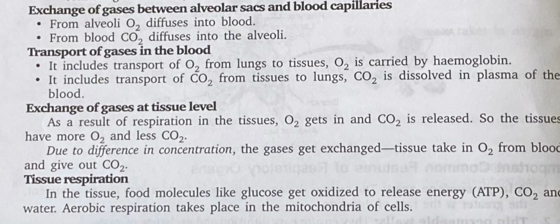Next, the exchange of gases at tissue level. As a result of respiration in tissues, oxygen gets used and carbon dioxide is released. So the tissues have less oxygen and more carbon dioxide. Due to this difference in concentration, the gas exchange takes place. Tissue takes in oxygen from the blood and gives out carbon dioxide. And last is the process of respiration in tissue, that is in cell, internal respiration. In the tissue, food molecules like glucose get oxidized to release ATP, carbon dioxide and water. And the aerobic respiration takes place in the mitochondria of the cell. So students, this way you can write pointwise if respiration in human beings is asked in examination. Both external and internal respiration you have to write.